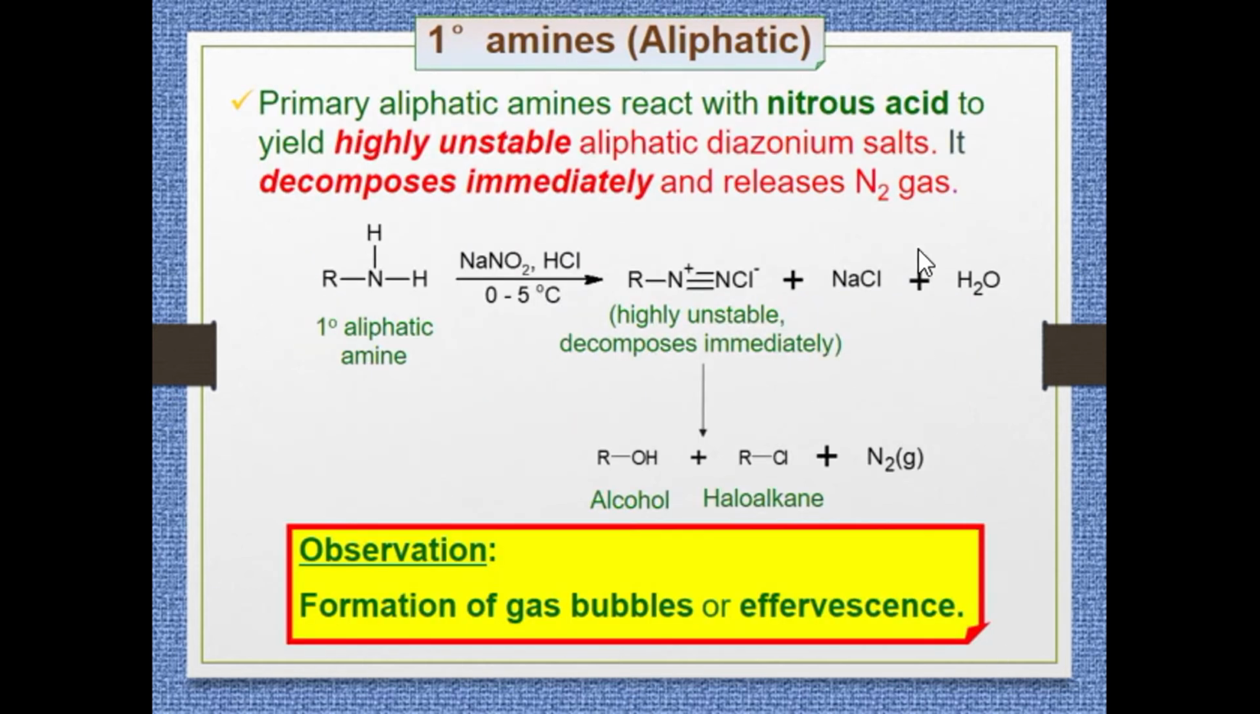For primary aliphatic amines, the reaction with nitrous acid will yield highly unstable aliphatic diazonium salts. It decomposes immediately and releases nitrogen gas. Therefore, the observation is the formation of gas bubbles.